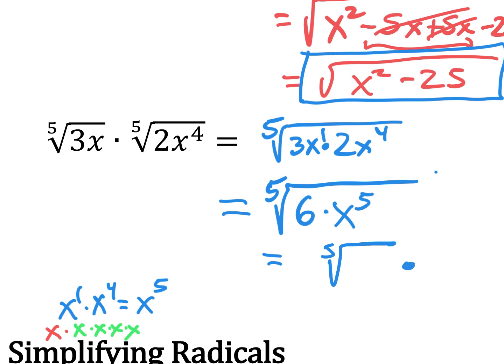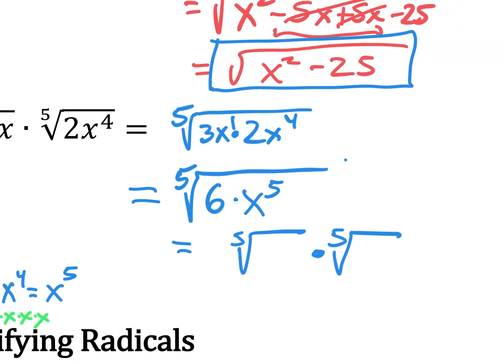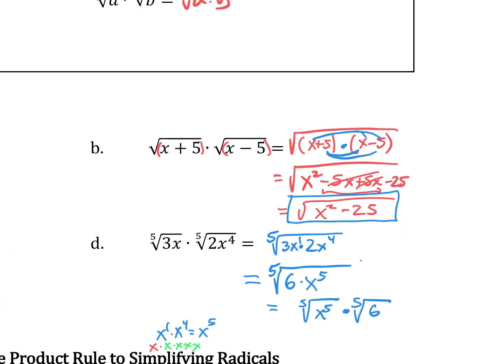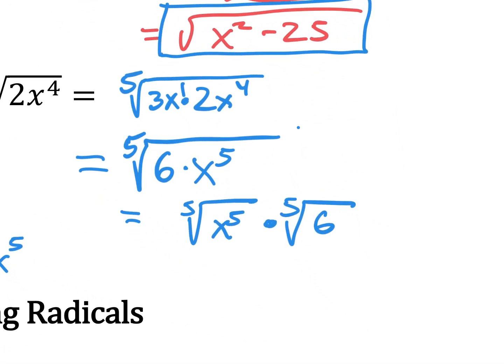We can break this up into 2 radicals. We have the fifth root of 6 and the fifth root of x to the fifth. Now notice, what did I just do there? I just used this rule backwards. I took 1 radical and I broke it into 2. Why would I want to do that? Well, because I can deal with this, but I can't deal with this. I don't know what the fifth root of 6 is. You can use your calculator and find it. It's a decimal number, but I don't know what it is.